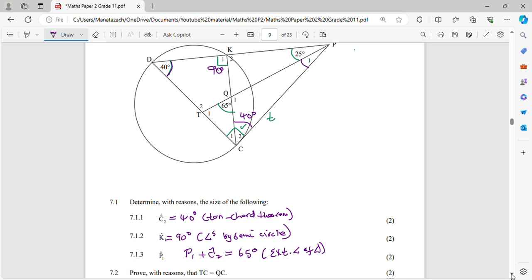So now we'll just substitute: P1 plus C2, which is 40, is equal to 65. So that will mean P1, taking 40 to the right hand side, is equal to 25 degrees.